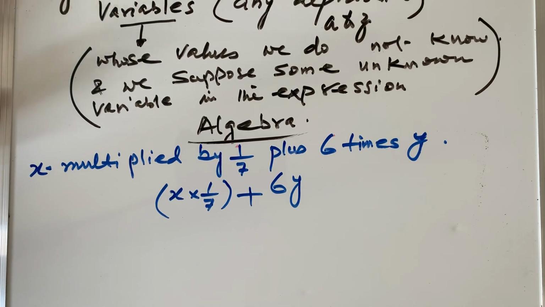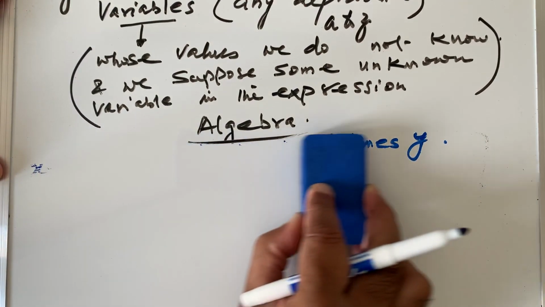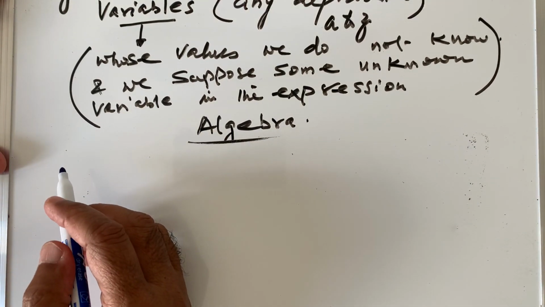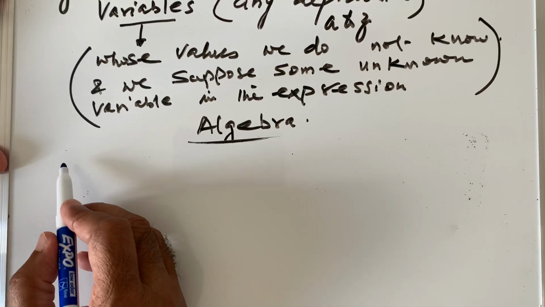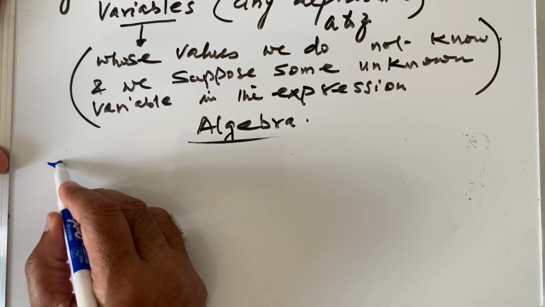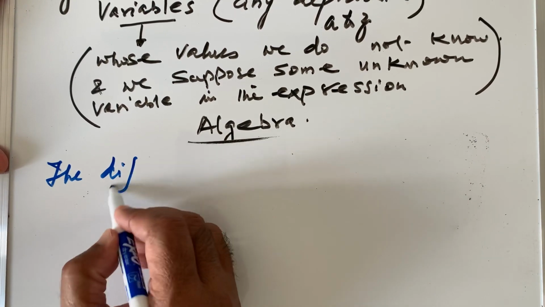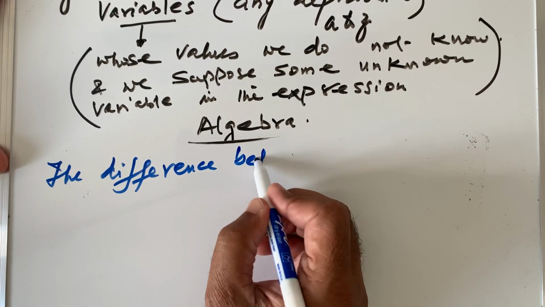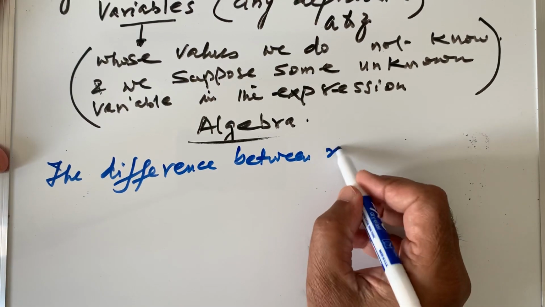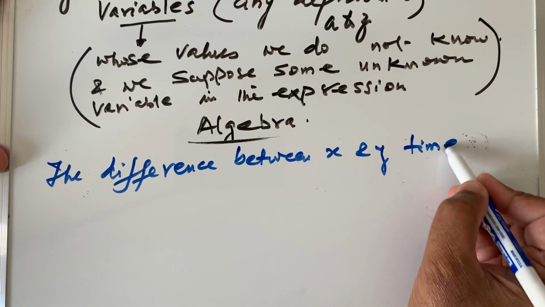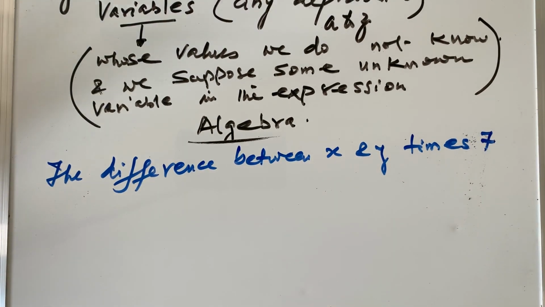See another statement. I will give you a chance to make the algebraic expression for this statement, and I will pause the video for a second. If you write it, then it is good, and if you don't, we can come back and see. The difference between x and y times 7. Hope you can write the expression for me.